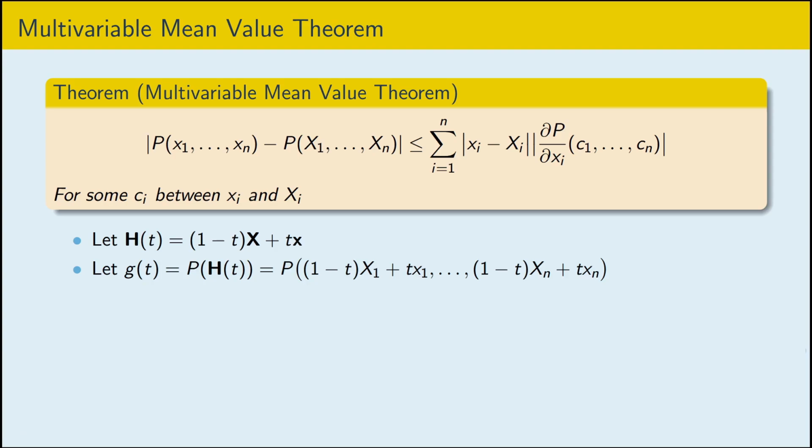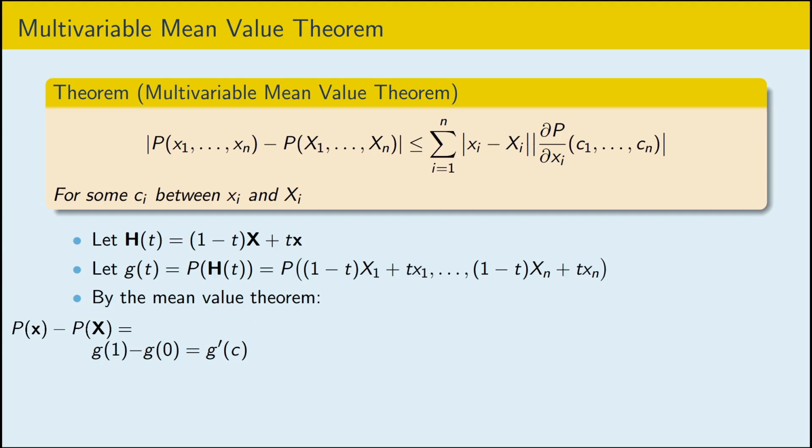Now, despite having a multivariable function inside of it, g of t is just an ordinary function from reals to reals. So we can apply the single variable mean value theorem to conclude that the average rate of change of g between 0 and 1, that is just g of 1 minus g of 0, that is p of lowercase x minus p of uppercase X, is g prime of c for some c between 0 and 1.